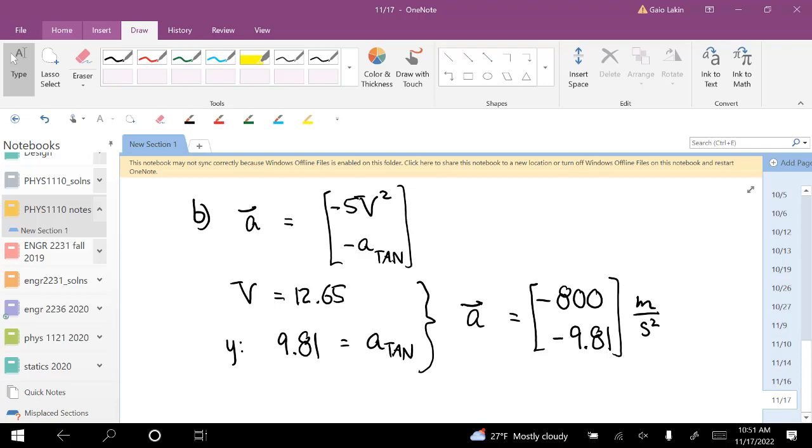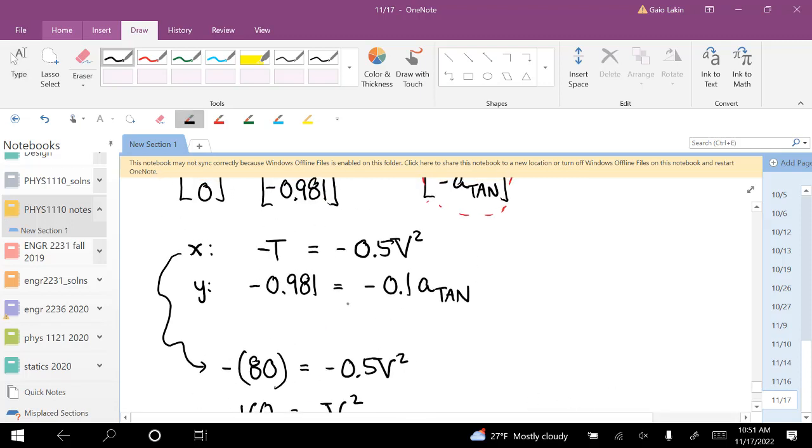Anybody have any questions about those steps? Yeah. About gerbils or the... Okay, because I was just, starting from this y equation, I was just trying to solve for that variable a tangential. So I'm just doing the algebra to get that. Any other questions?